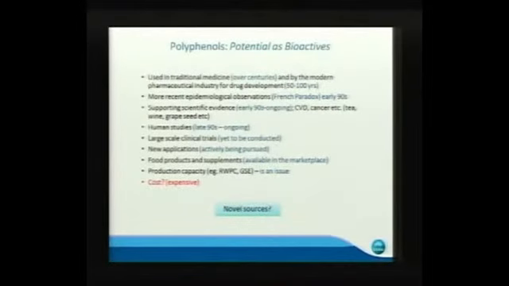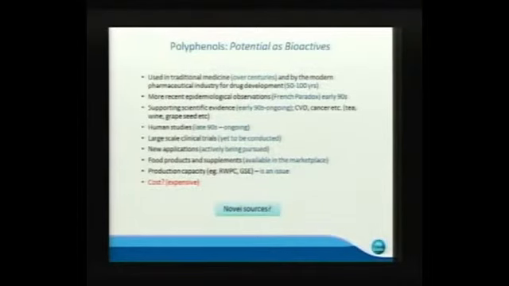So aspirin, as you know, came from the bark of the willow tree, there is opium, and digitalis glycoside from foxglove. About 25% of the modern pharmaceutical industry is of plant origin. And more recent epidemiological observation from the French paradox showed the evidence for polyphenols. Then supporting evidence came from cancer and CVD in the late 90s, and human studies are ongoing. However, we still lack large-scale clinical trials for the benefits of polyphenols.